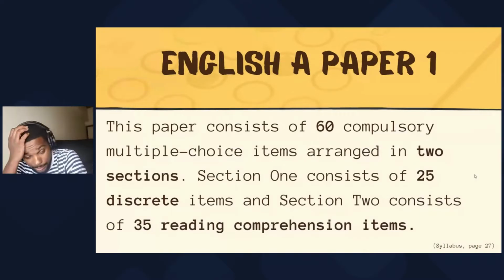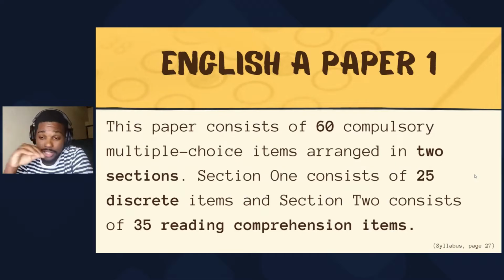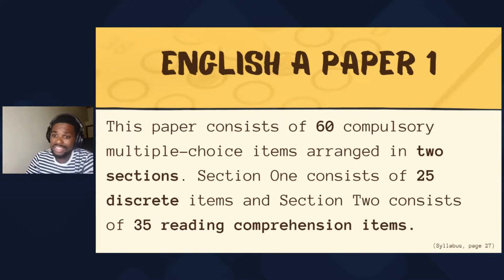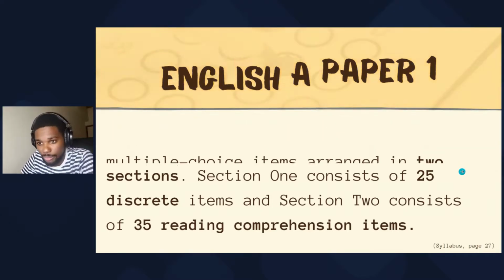The English A paper one. I want to break this down for you guys so you know what you're looking forward to in terms of the exams. This paper consists of 60 compulsory multiple choice questions arranged into 2 sections. Section 1, 25 discrete items. Section 2, 35 reading comprehension items. I'm going to get into these 2 sections. What do we mean by discrete items? What do we mean by reading comprehension items?